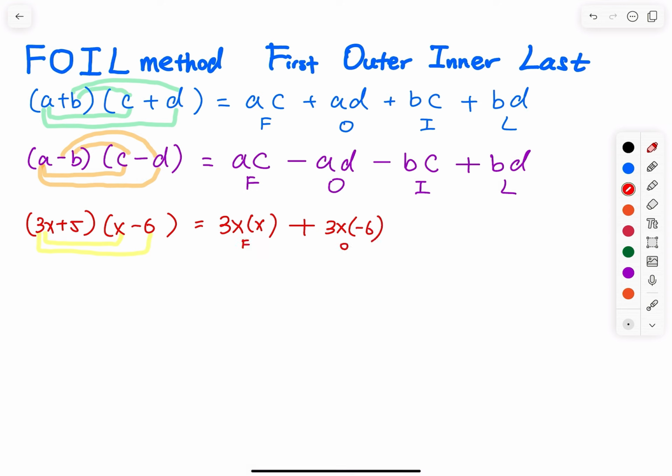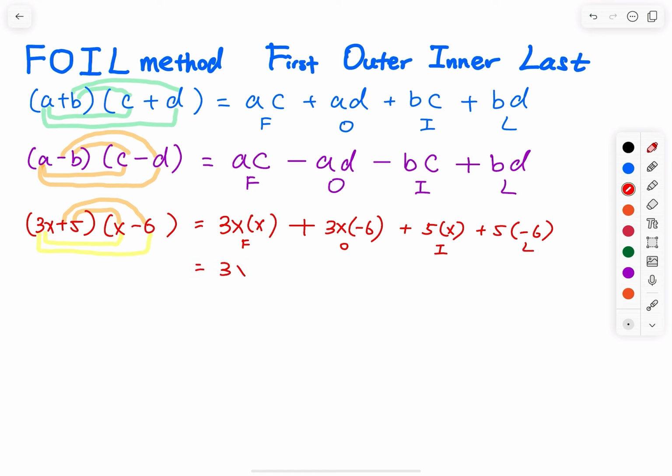And then how about the inner? 5 times x, right? 5 times x. And then 5 times minus 6. Okay? So that's inner, last. Clean that up.